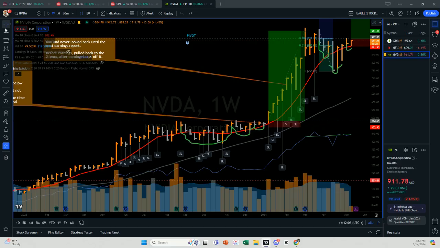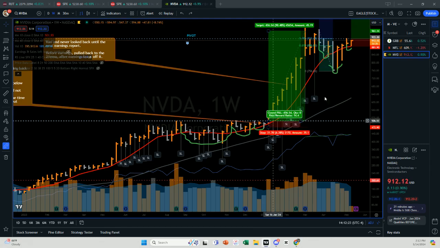But as far as the VCP goes, the main thing with it is that when you look at the left side of the chart and you go over to the right side of the chart, the pattern is getting progressively tighter as you go.